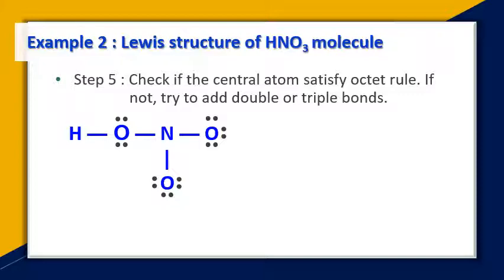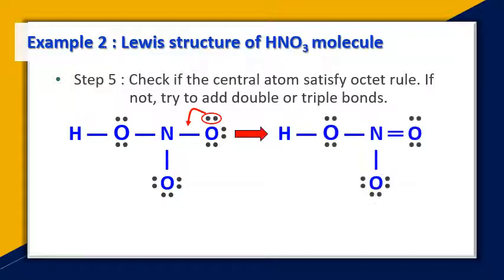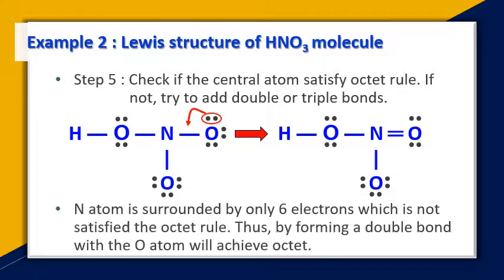Since all the oxygen atoms have achieved octet configuration with 8 electrons, while the hydrogen has a duplet with 2 electrons, but the nitrogen atom does not satisfy the octet rule with only 6 valence electrons. Therefore, we can use one of the lone pairs from the oxygen atom to form a double bond. So now nitrogen satisfies the octet rule.